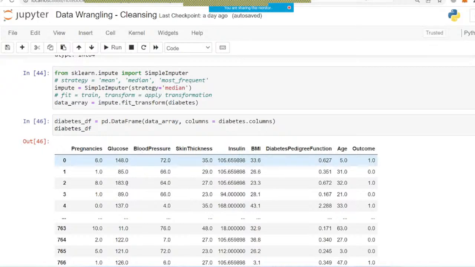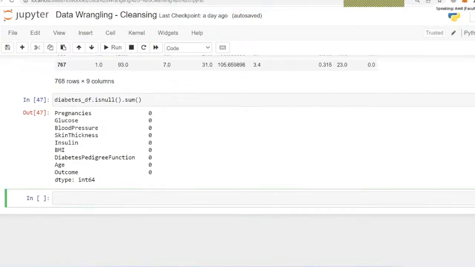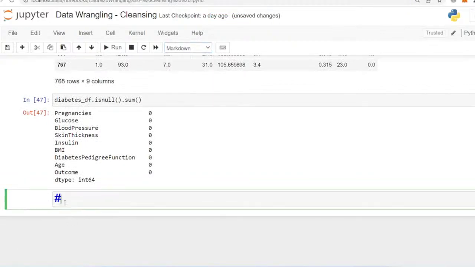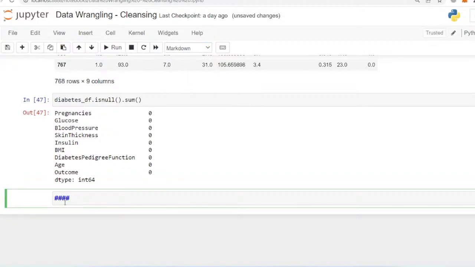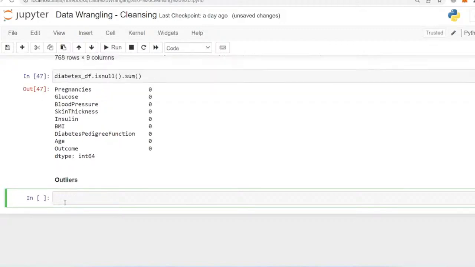Okay, let's continue with our outliers part. I'm just discussing one part of data visualization because I think it will be good to discuss it here, and that is your box plot. A box plot is an important way to find outliers. Apart from that, one more really important plot is your scatter plot. I'll be discussing both of these plots here.